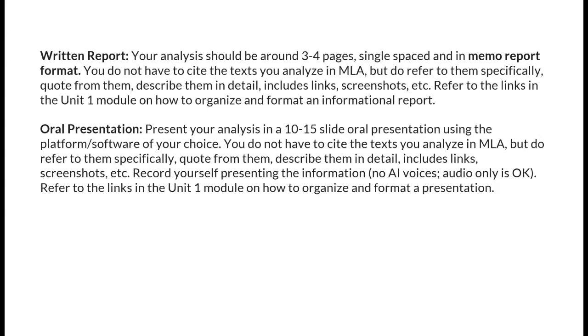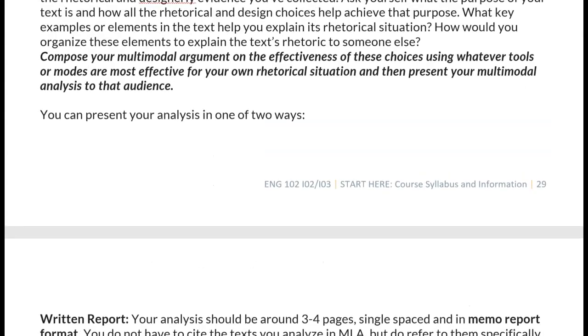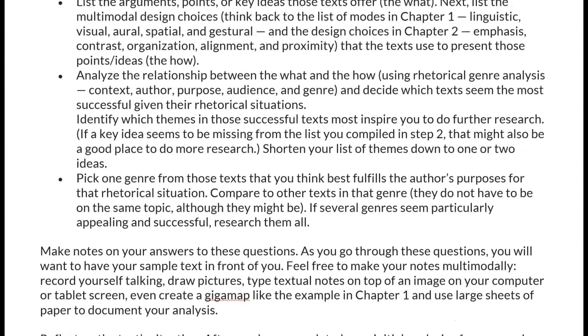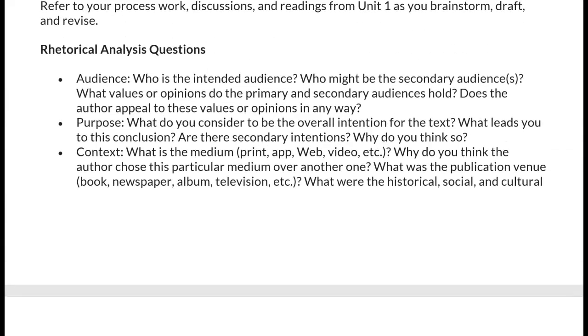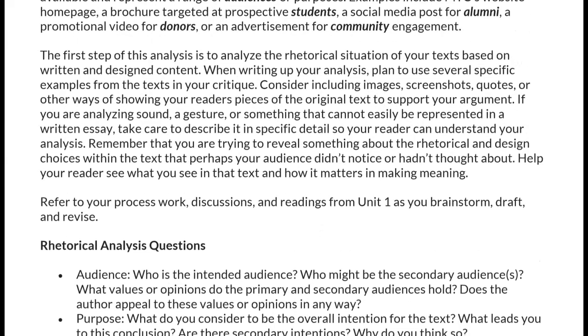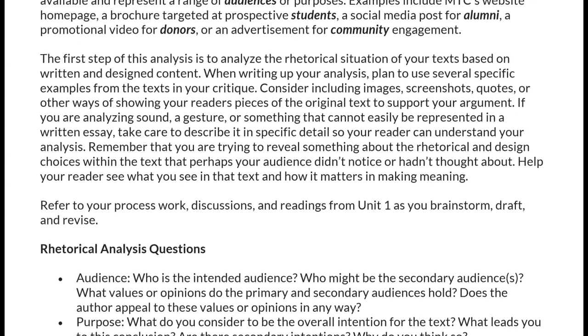Or you can do an oral presentation. So this is differentiated between whatever your preference might be. More writing, maybe more speaking. Some people might prefer one over the other, so I wanted to give you a choice. So that is the gist of it. You're going to choose some examples of multimodal texts from Midlands Technical College. You're going to analyze them, and then you can present your findings in either a report or a presentation.